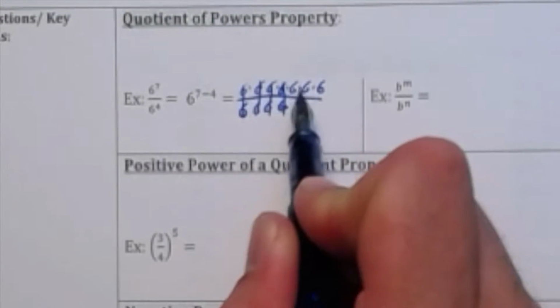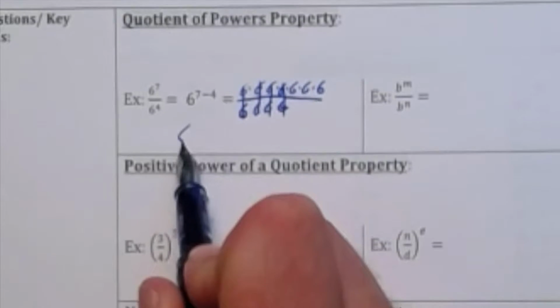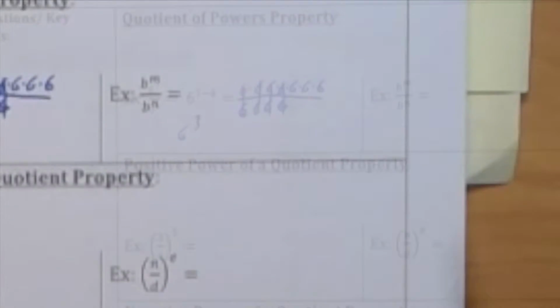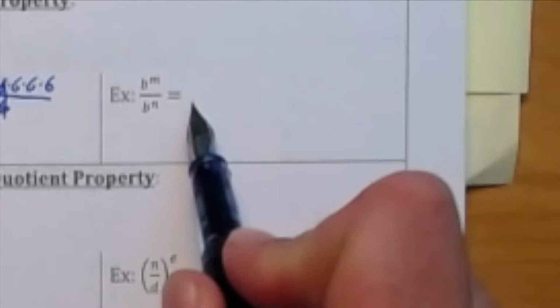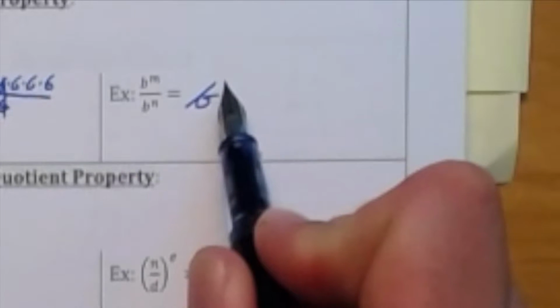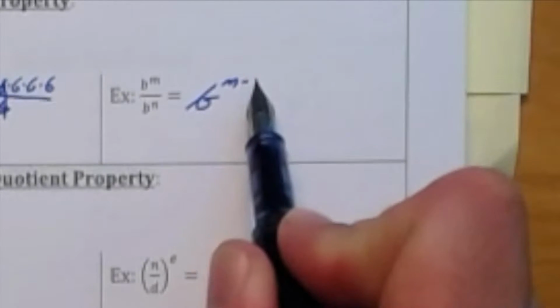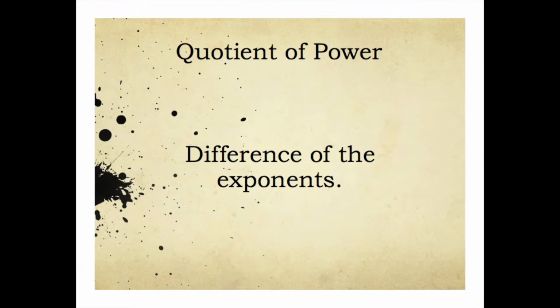Now I'm going to eliminate every 6 over a 6, leaving me with 3 6's on top, or 6 to the 3rd power. This shows me that 6 to the 7 minus 4 is 6 to the 3rd, or b to the m over b to the n is b to the m minus n. The quotient of powers property means the difference of exponents. At this point, let's look at another example that has a fraction or a quotient in it.